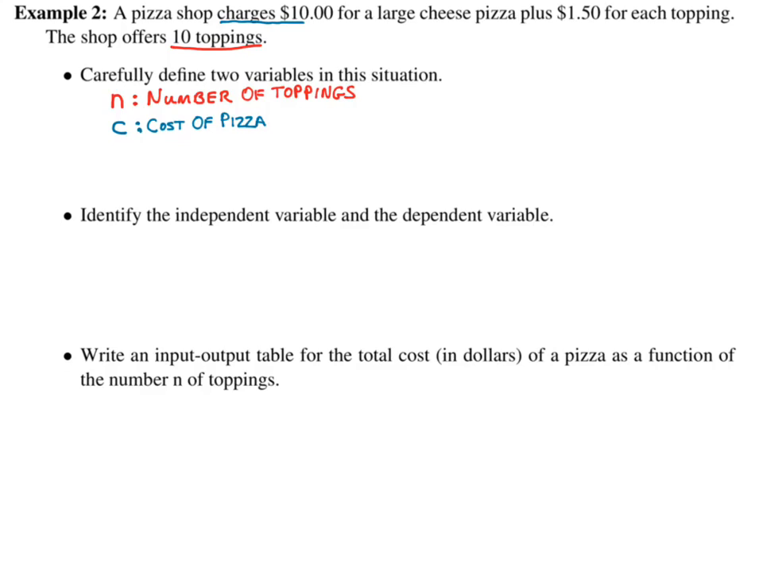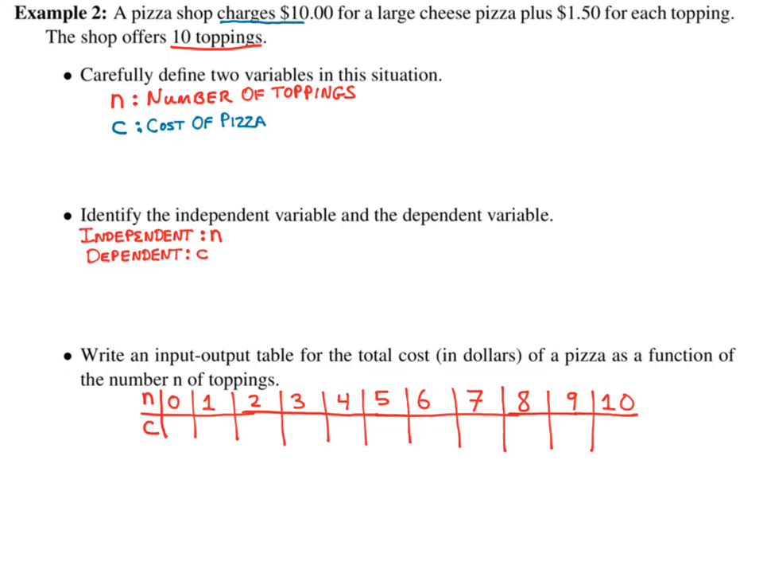Okay, independent and dependent. Here you want to think about what depends on what. And in this situation, the cost depends on the number of toppings. So the independent variable is going to be N, and the dependent variable is going to be C. Because the cost depends. So the cost is dependent. The cost depends on the number of toppings.